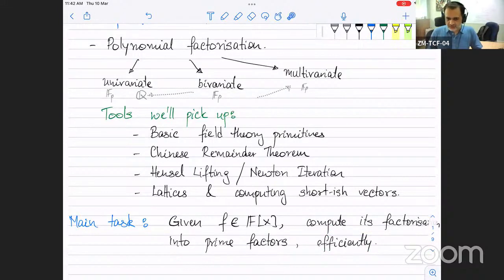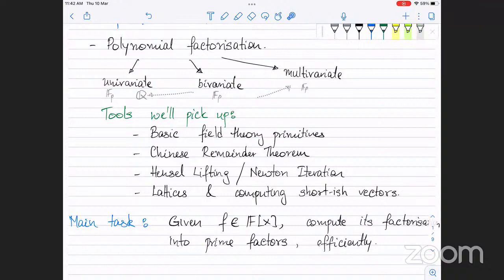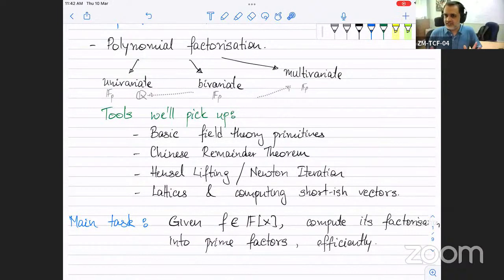Okay, now, even though it seems like there's not much that I'm saying here, there are a lot of things that I need to clarify. The first thing seems to be, what do you mean by prime factors? What does prime mean here? That's one thing that I need to clarify.